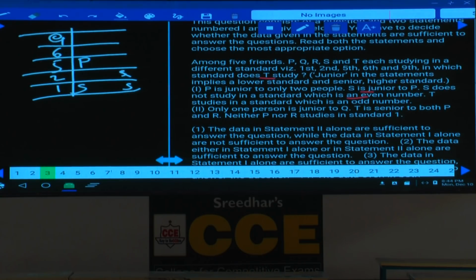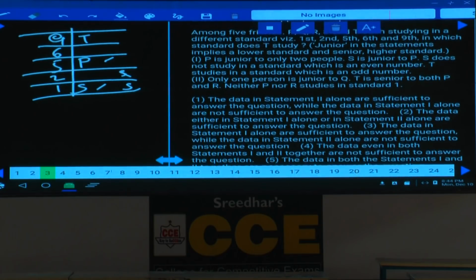And next, T studies in a standard which is an odd number. As T is an odd number, 1 and 5 are already taken, so 9 is the only thing left over. And this T is studying in which standard? 9th standard. Statement 1 alone is sufficient or not?